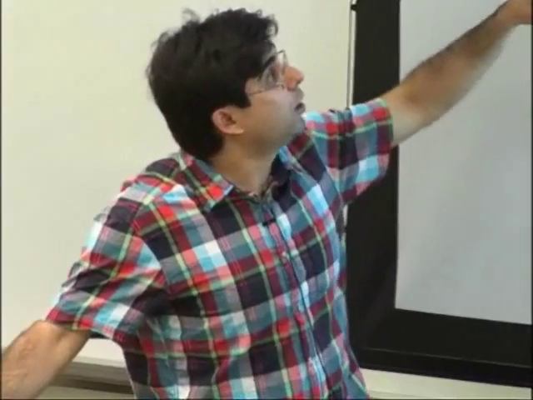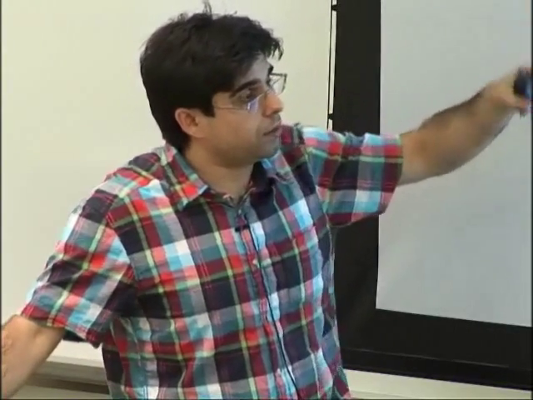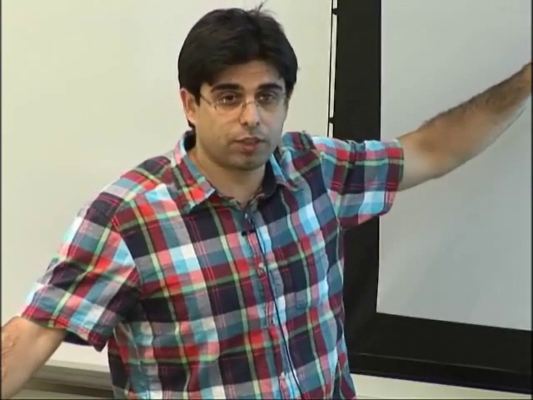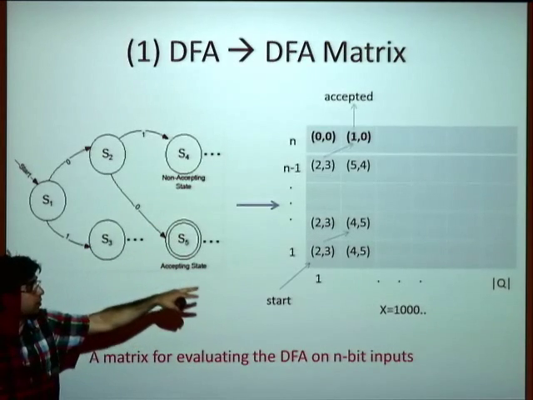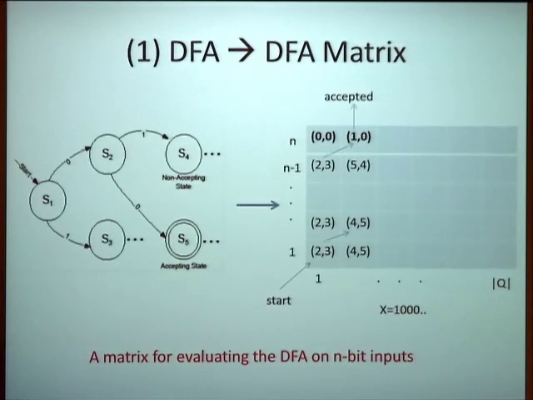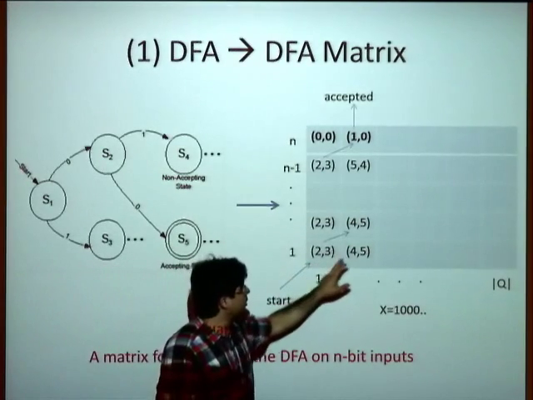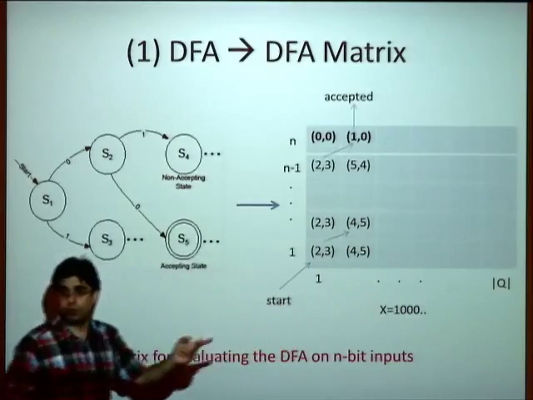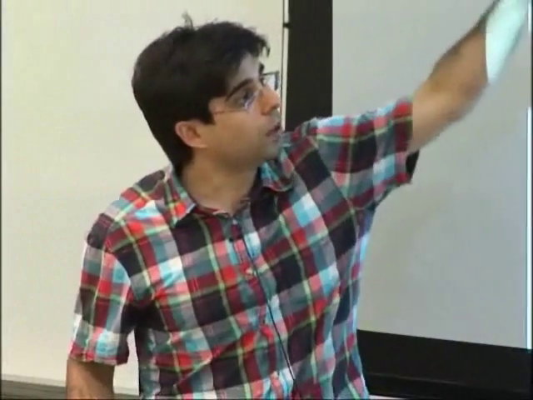You want to go from DFA to DFA matrix. This is a fairly straightforward, natural way of representing the evaluation of an input on a DFA. So here's your DFA. You come up with a matrix that is Q by N. Q is the number of states you have, and N is the size of the input that you're evaluating. Here's state 1, state 2, and so on, numbered in some order, and then you keep moving on a path on this matrix until you get to the final state. So this is how you present your DFA evaluation as a DFA matrix.